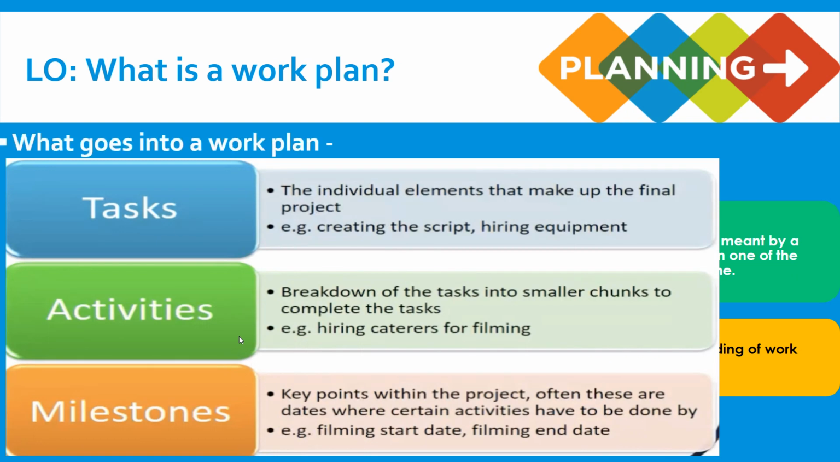What goes into a work plan then? Usually in a work plan, you need tasks. So what elements make up the final project? One task might be creating the mood board. Activities are breaking down the task. So if we go back to creating the mood board, the activities in creating the mood board are gathering the images, gathering the resources, that sort of thing. Milestones are key points within a project. Often these are dates when things have to be completed by. So for example, the mood board has to be completed on the second day of the project starting.